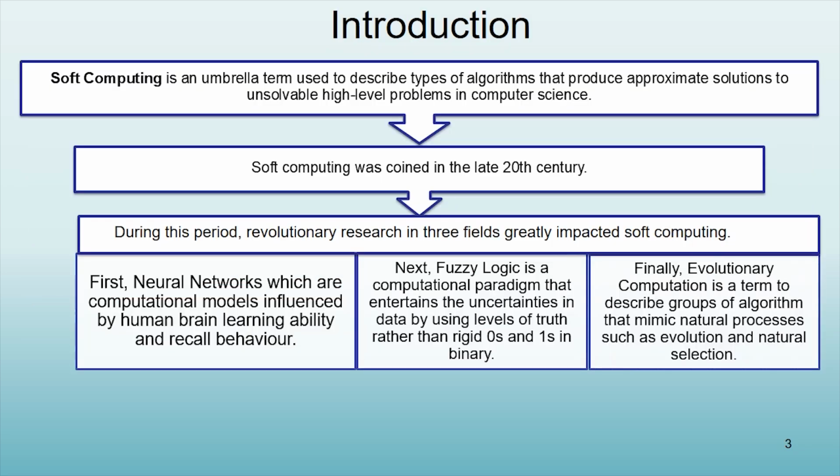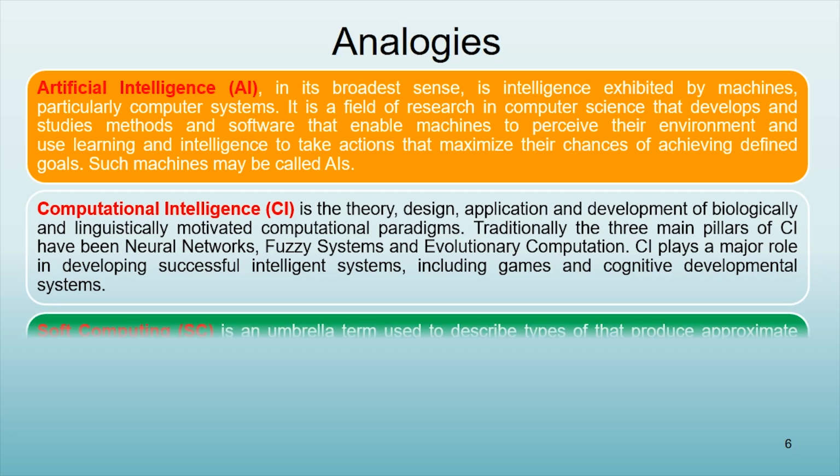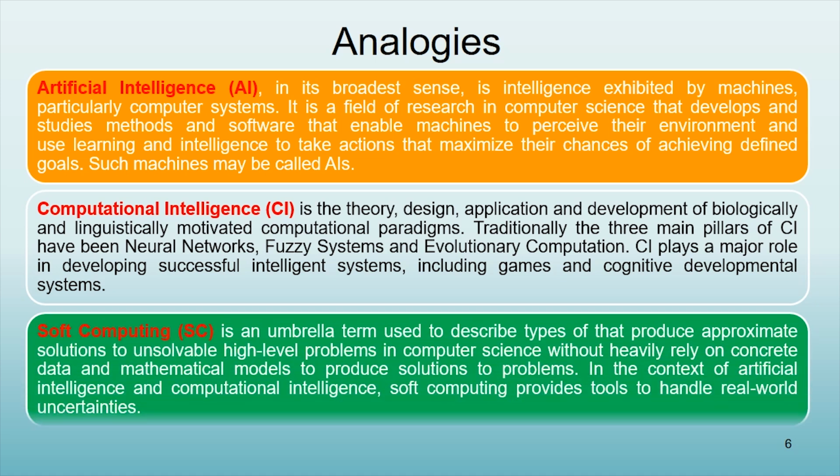Now again comes the picture of soft computing. As I said earlier, in the context of artificial intelligence and computational intelligence, soft computing provides tools to handle real world problems. Again the tools are neural networks, fuzzy logic and evolutionary computation. I hope you now have a clear picture of AI, CI and SC. AI is the broadest term. If the computation derives its ideas from biologically and linguistically inspired models, then it is computational intelligence, and if it tries to produce approximate results when solving the problem by means of computing procedures, then it may be called soft computing.